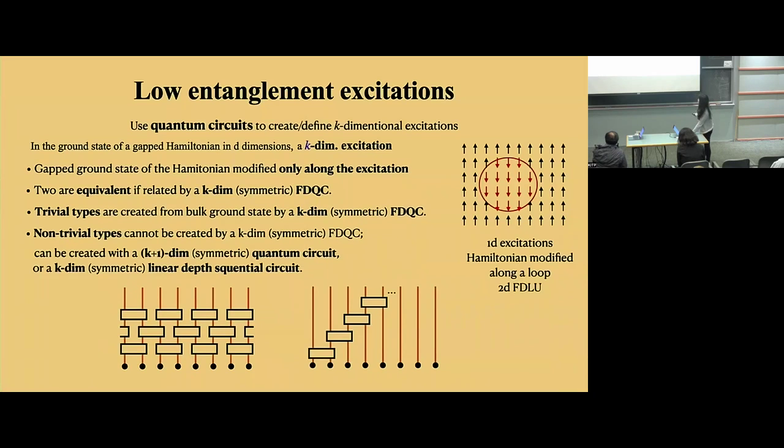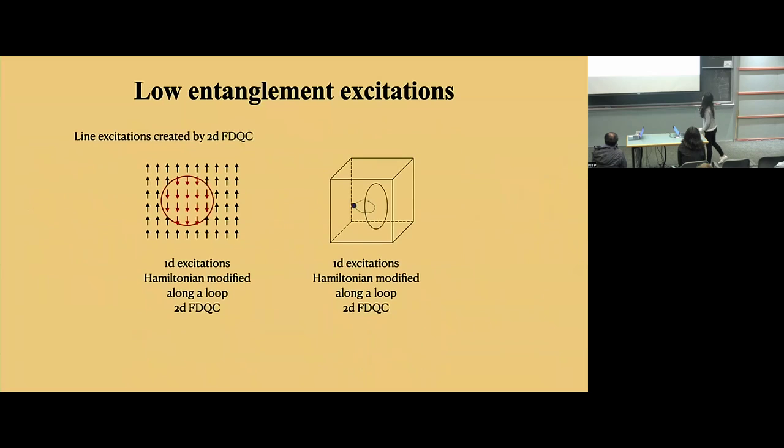So in this way, we can say the non-trivial ones cannot be created by a k-dimensional finite depth quantum circuit, but they can be created either by a k+1 dimensional circuit or a k-dimensional linear depth sequential circuit. And the example I've shown you, this domain wall, can be created by a two-dimensional finite depth local unitary. And then this loop excitation can also be created by a two-dimensional finite depth quantum circuit.